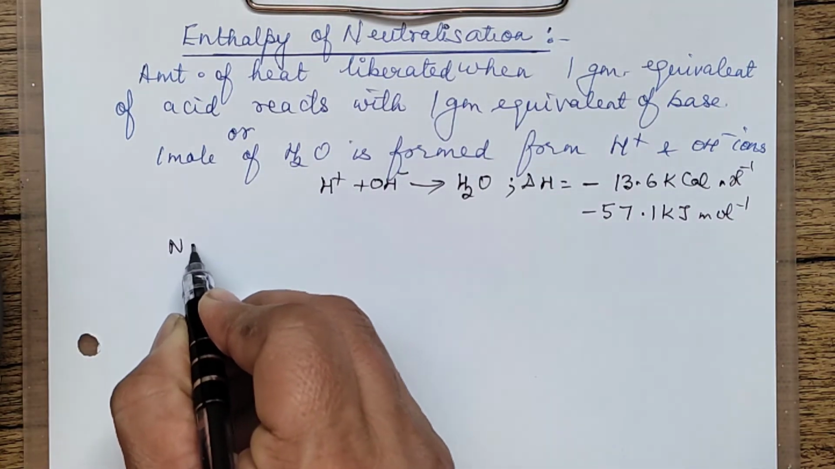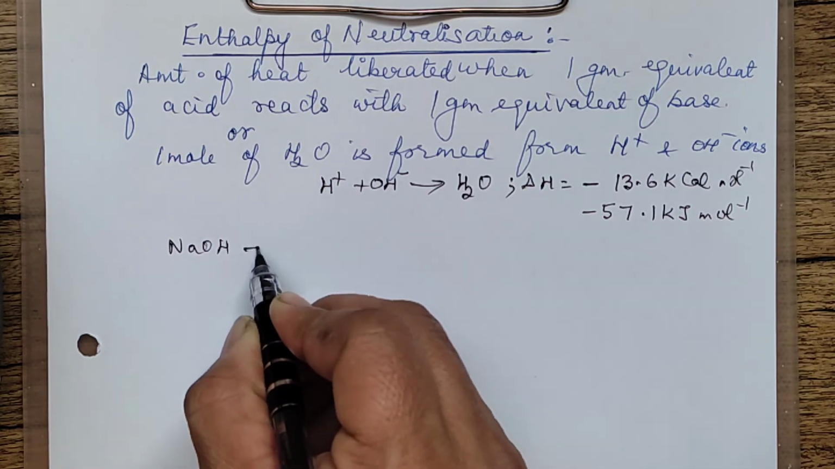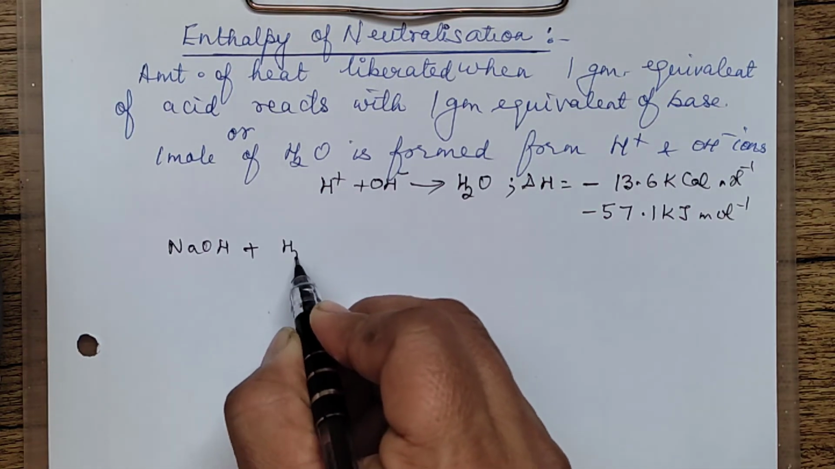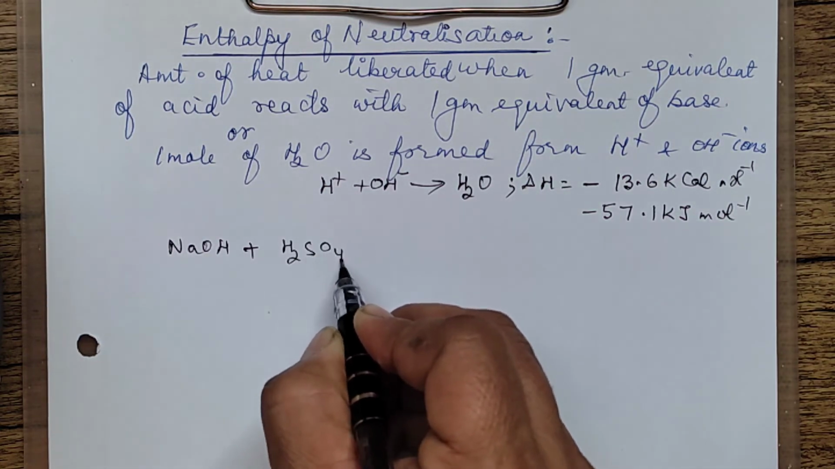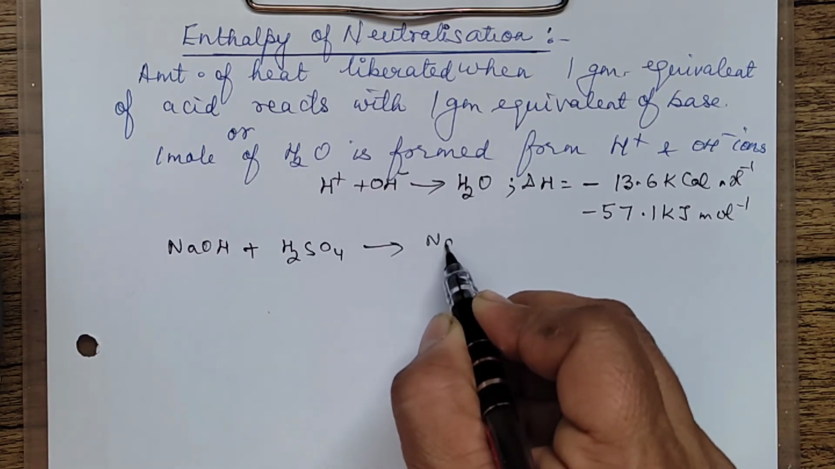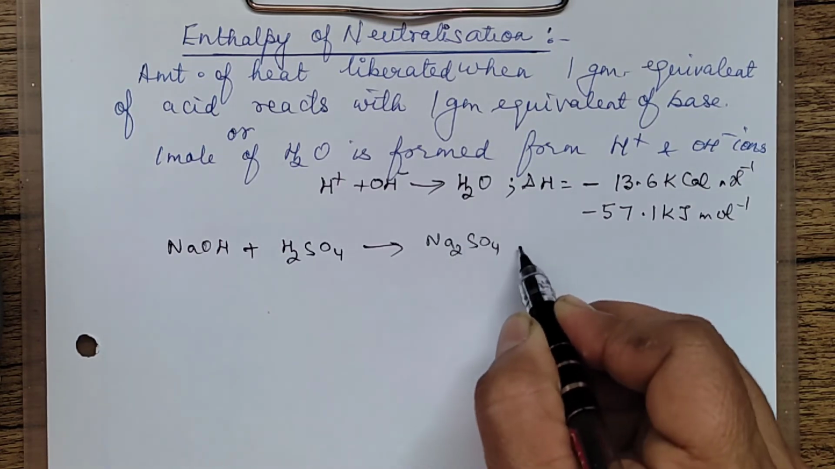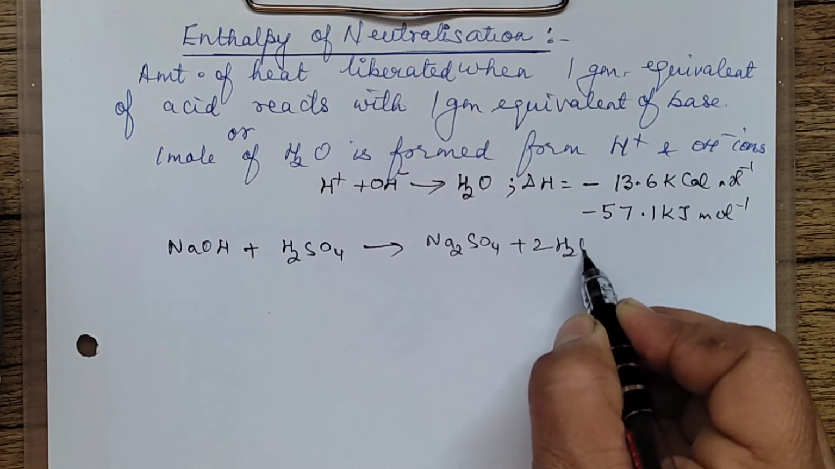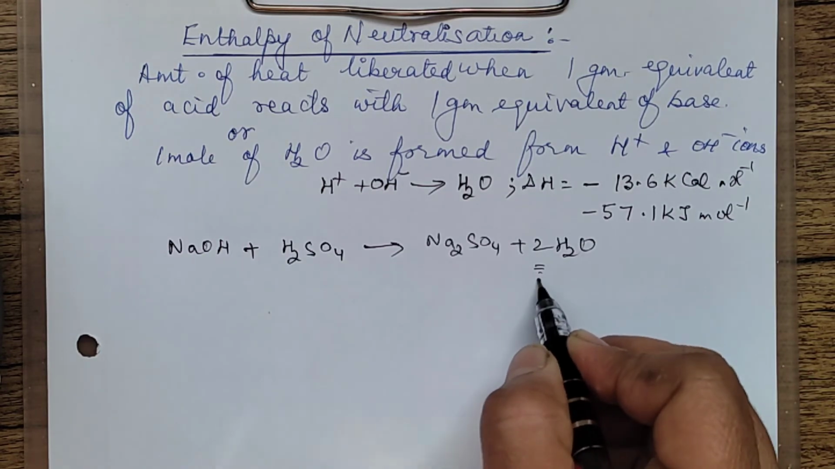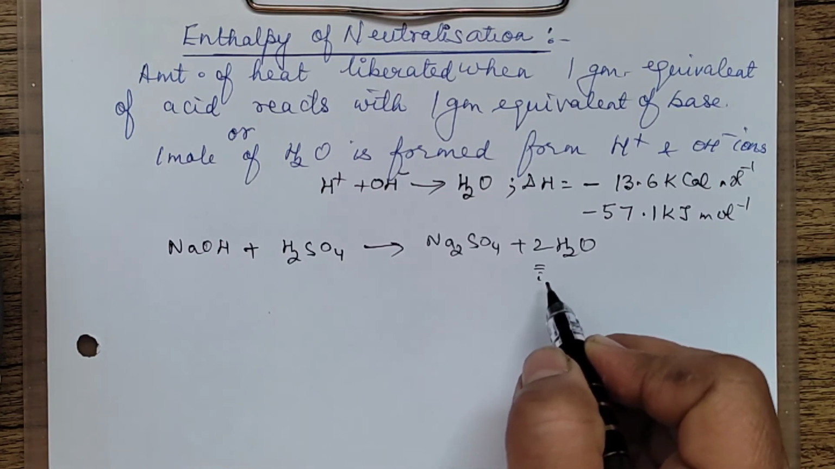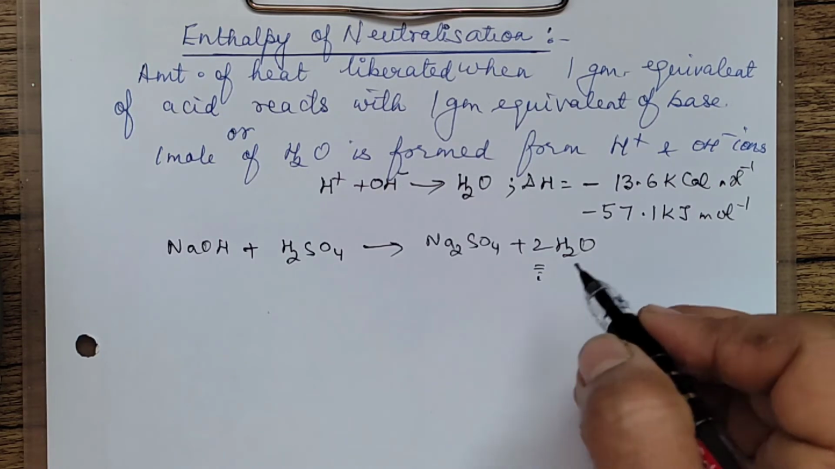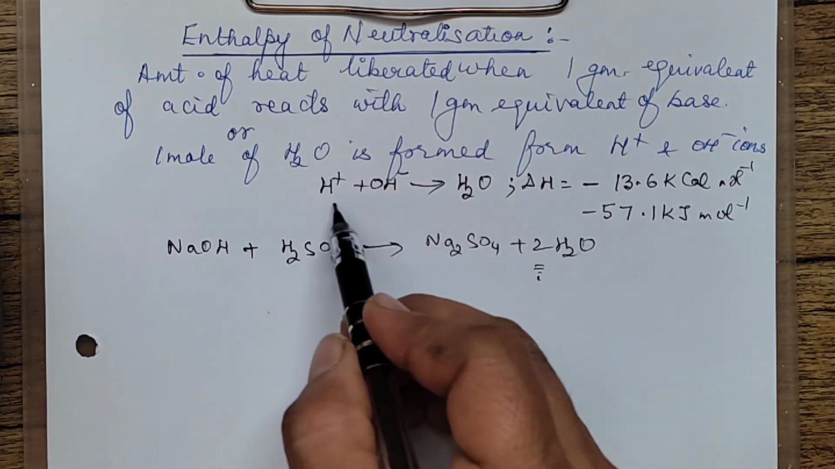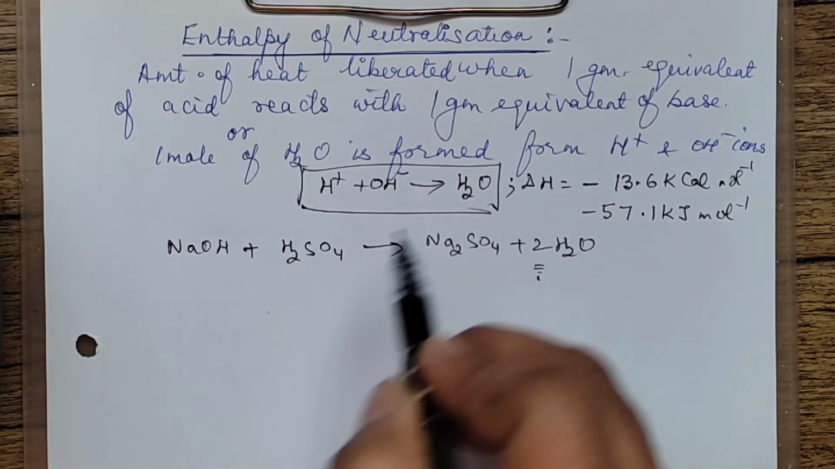Suppose I take the example of some base which is giving 1 OH and acid which is giving 2 H plus. It will be reacting and forming the salt and it will be giving 2 moles of water. In this there are 2 moles of water formed. So there is nothing standard like 2 moles of water will not be giving this much amount of heat because we fixed it for the formation of 1 mole of water.